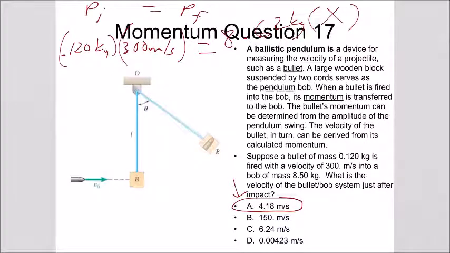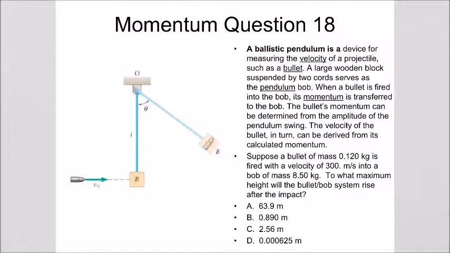In this kind of inelastic collision, remember, momentum is conserved, but kinetic energy is not. A lot of the kinetic energy of that bullet is converted to heat and sound and other forms of energy. Let's move on to problem 18. Problem 18 is also a ballistic pendulum problem. Same setup. This time we want to know to what maximum height will the bullet bob system rise just after the impact.